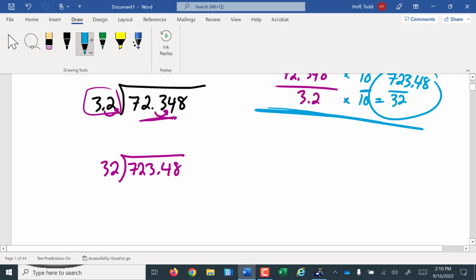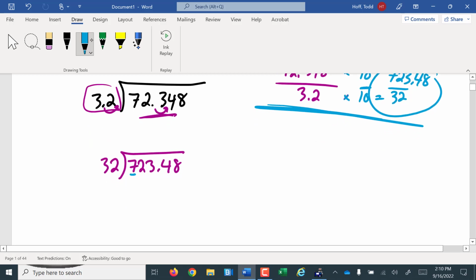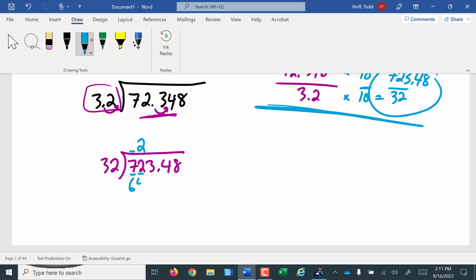So now then, does 32 go into 7? No, so we'll leave it blank above the 7. Does 32 go into 72? Yeah, twice. Now 2 is the last digit we use, so we put the 2 above the 2. What's 2 times 32? 64. We subtract there to get 8. Then what?